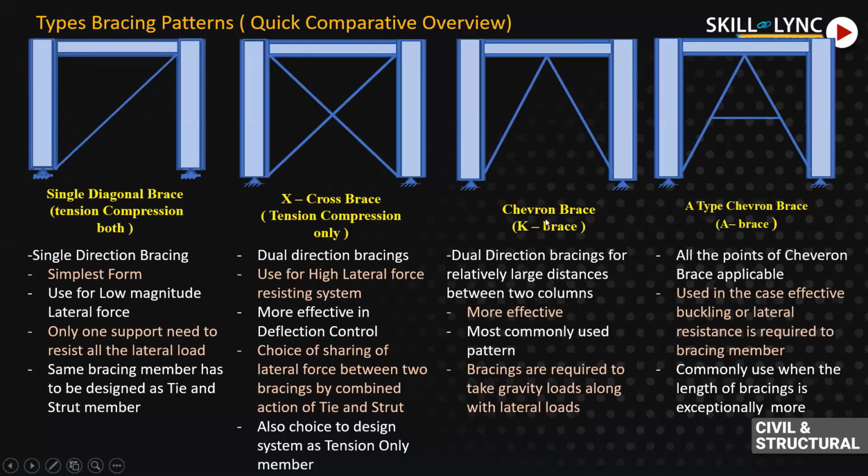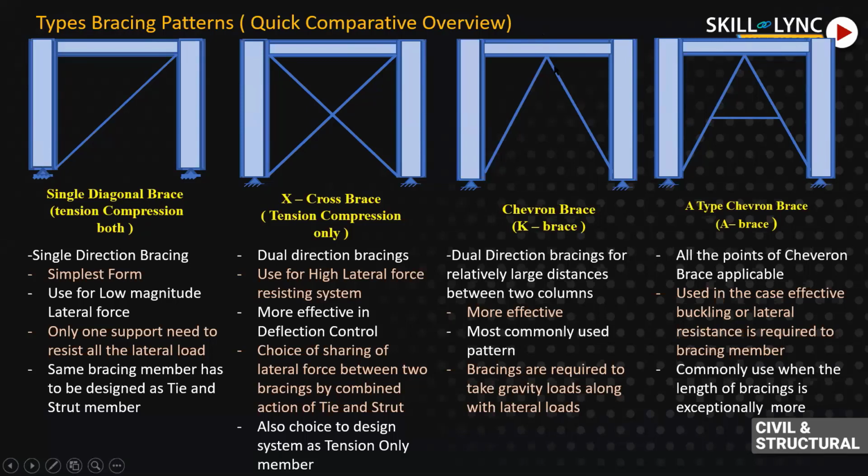So both are dual direction bracing. One is in compression and one is in tension. For large distances it is more effective than the other two. It is the most commonly used pattern. The common pattern is that bracings are required to take gravity loads along with the lateral loads, which is very important to understand from the practical perspective.